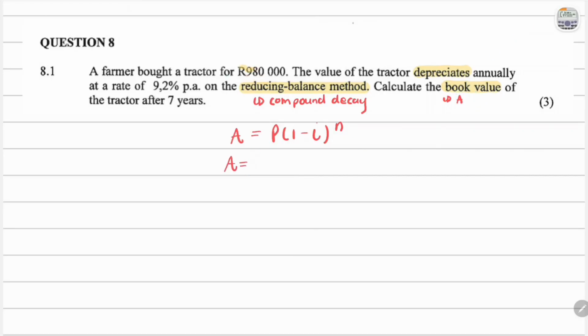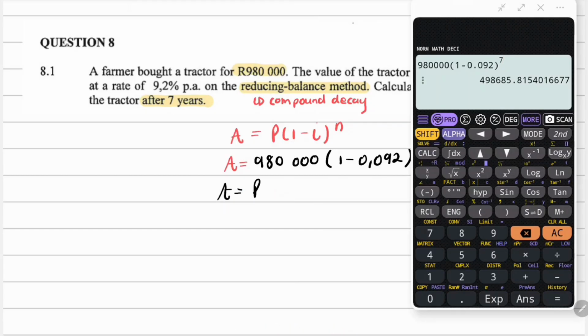And they tell us that the farmer bought the tractor for 980,000 Rand. That is the starting amount. And so at the end, the amount should be smaller because it's depreciating. And so it is 1 minus 9.2% per annum. It's not compounded in any way. So this is 0.092. And then raised to the power of how many years does this depreciate for? 7 years. Okay, so let's go ahead and just find A.